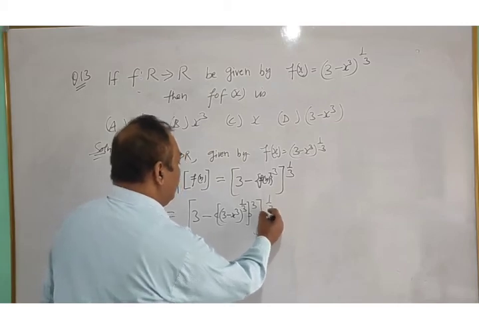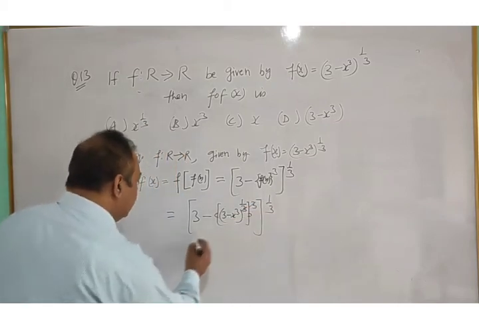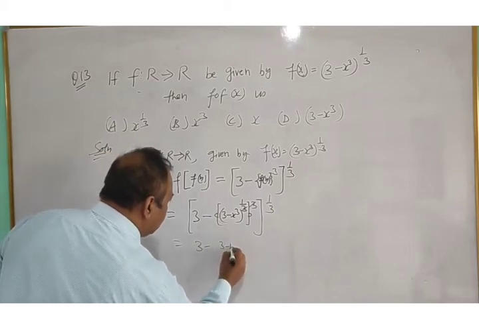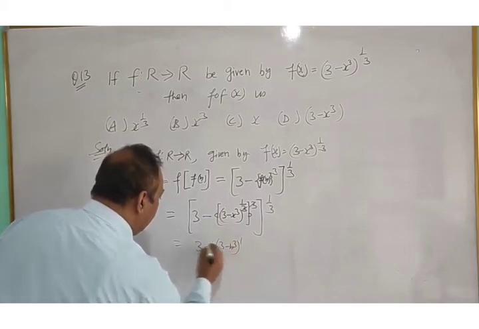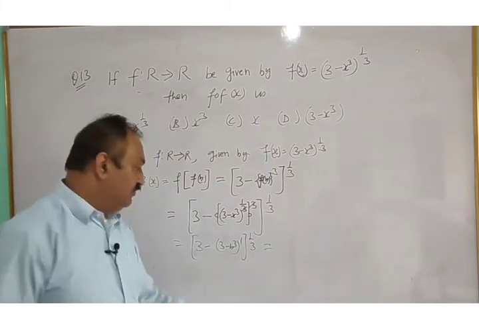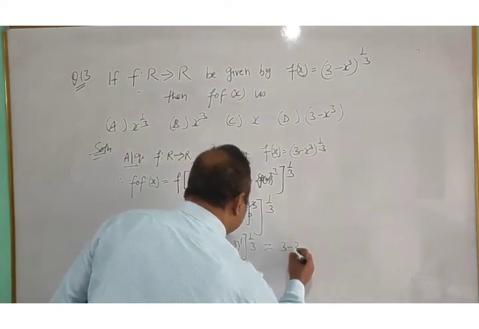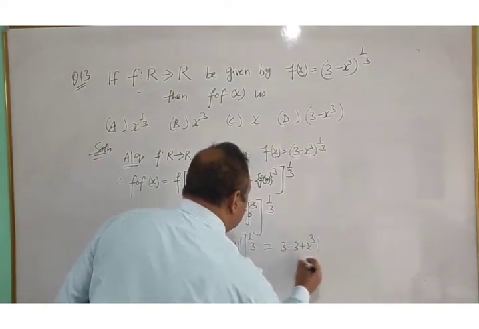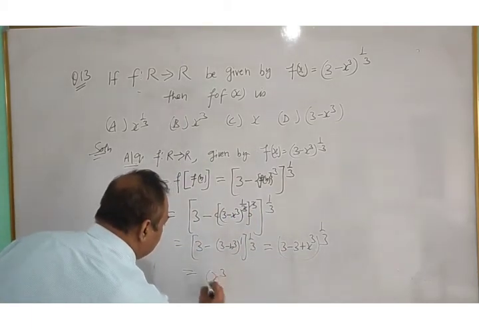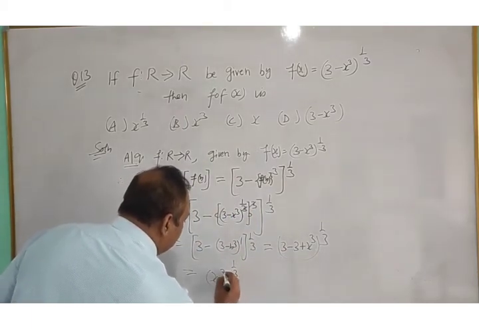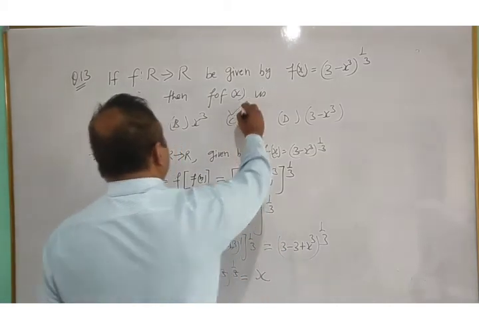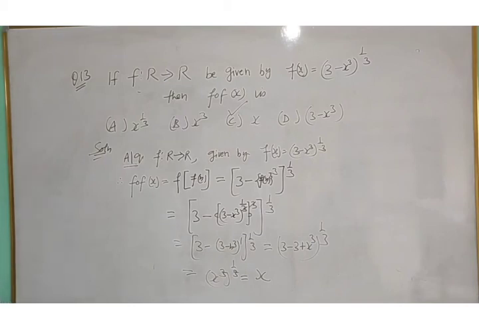and this again raised to power 1 by 3. 3 and 3 cancelled, we will get (3 minus x cubed raised to power 1) whole raised to power 1 by 3. That is equal to (3 minus 3 plus x cubed) raised to power 1 by 3, which is equal to x cubed raised to power 1 by 3. Cutting 3 by 3, we get x, and option C is the correct answer. So this is the option.